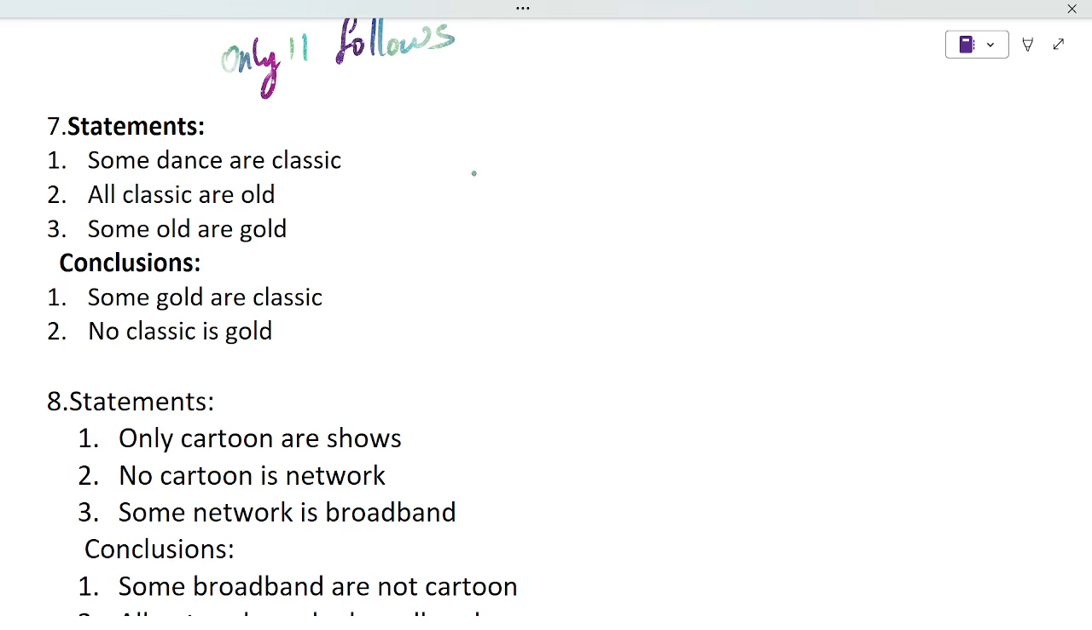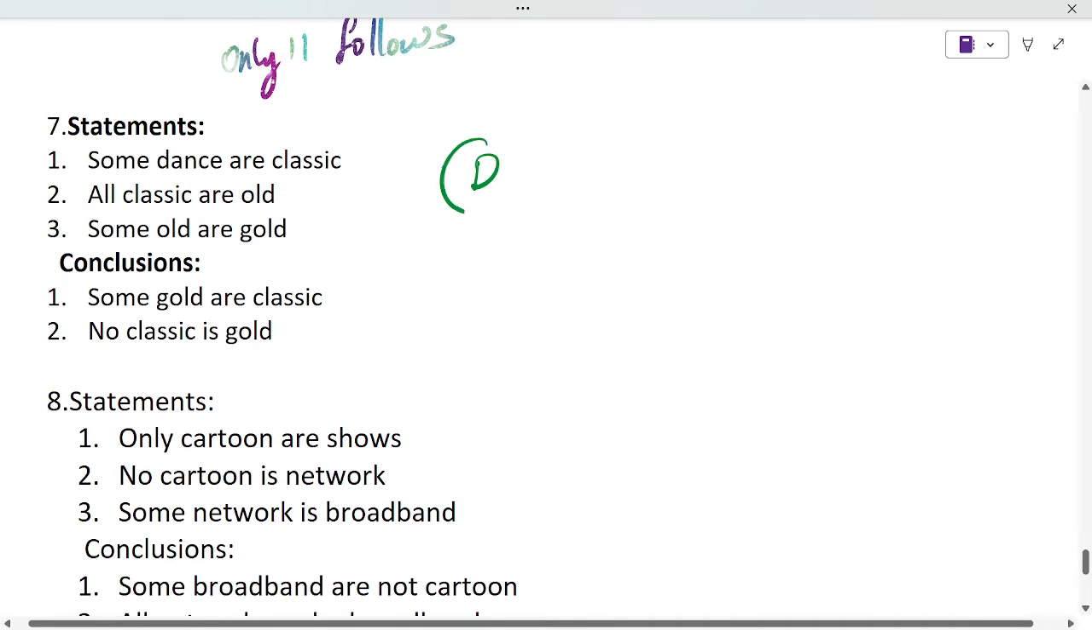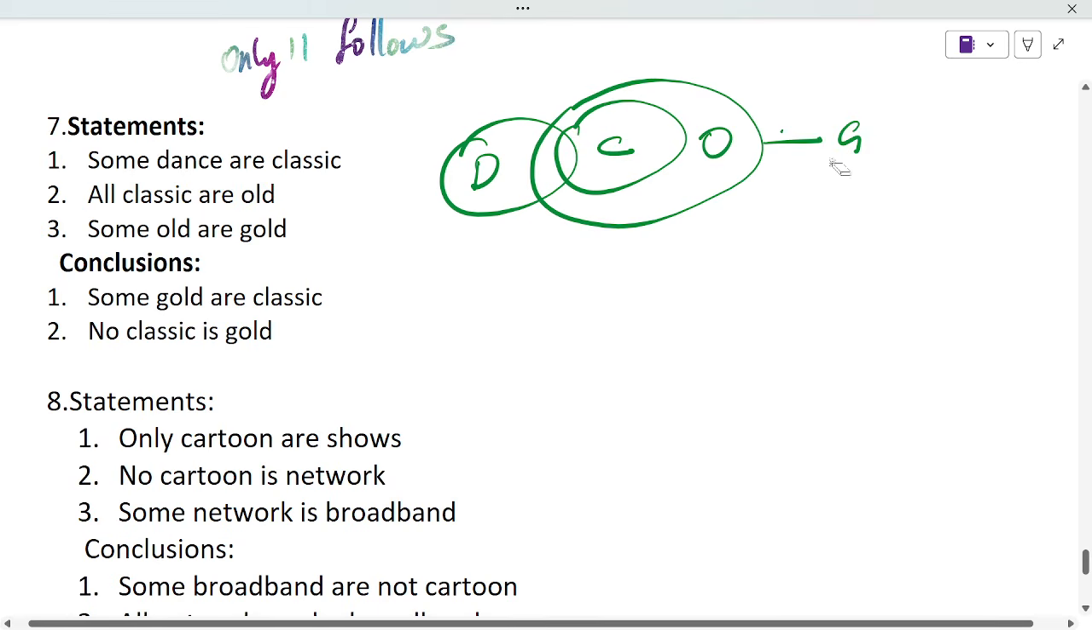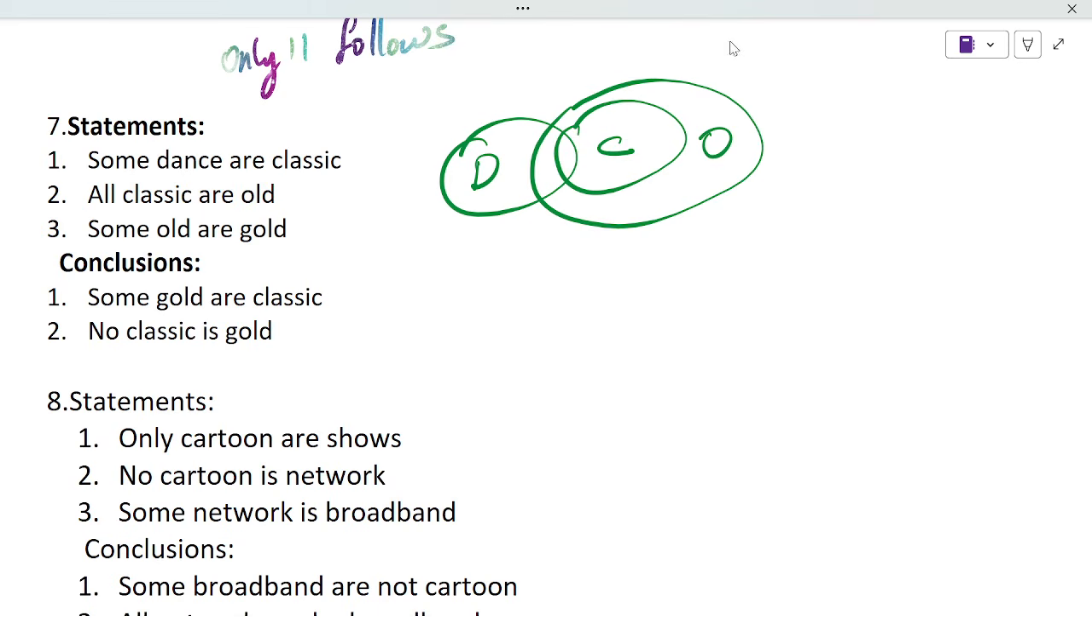Let's draw the diagram first. Some dance are classic. All classic are old. Some old are cold. So this is the diagram from the statement. Now check the conclusions.